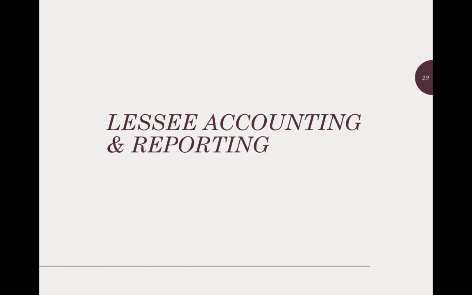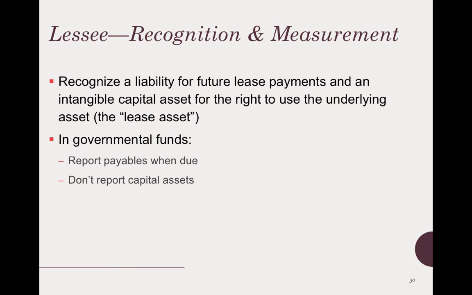So let's look a little bit more specifically at those accounting requirements that we just saw in general, starting with the lessees. As I said, the lessees are going to recognize a liability for the future lease payments, as well as their intangible capital asset for the right to use whatever that underlying leased asset is. In the governmental funds, obviously they're not reporting any capital assets. They're going to report payables on those leases when they're due, but there is no liability there. There is no asset.